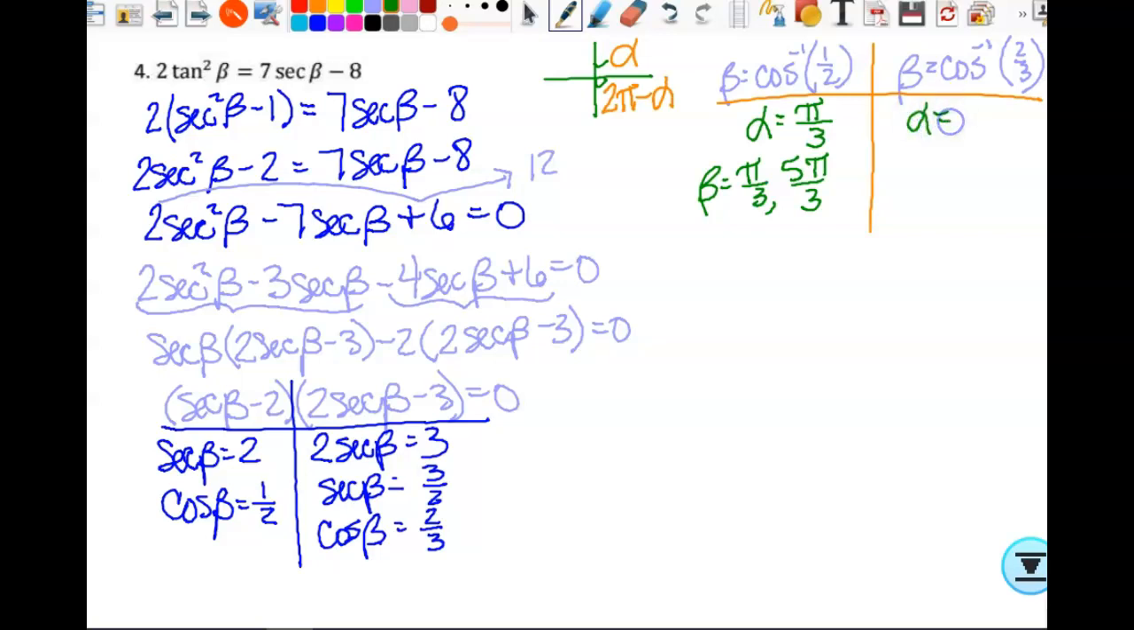So my alpha here, I'm going to do the cosine inverse of 2/3. Cosine inverse of 2/3. That gives me 0.841. So then beta would be 0.841. And I'm going to store it and then do 2 pi minus alpha. Now, if you only have to use it once, you don't necessarily have to store it. You can manipulate the calculator. But more often than not, I hit the wrong key somewhere, and I have to go back and retype everything in. So I always just store it just to be safe. 5.442.